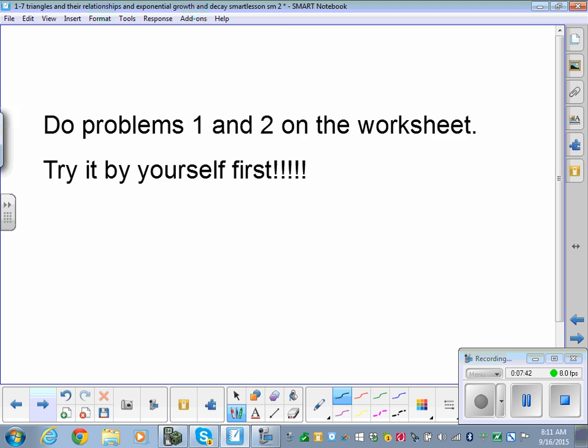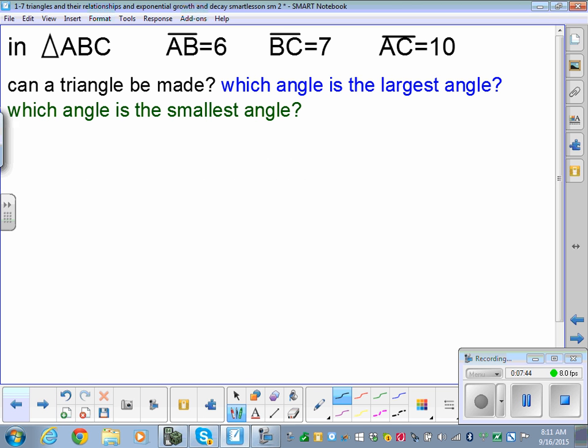Okay, so last one, before I let you work for a second. So in triangle ABC, now this is just telling you the triangle name. So in triangle ABC, side AB is 6, side BC is 7, side AC is 10. So we're asked, first of all, can a triangle be made? Which angle is the largest angle? Next question. And then which angle is the smallest angle? So I'm going to assume that a triangle can be made, and then we can check it, just like we were looking at a minute ago.